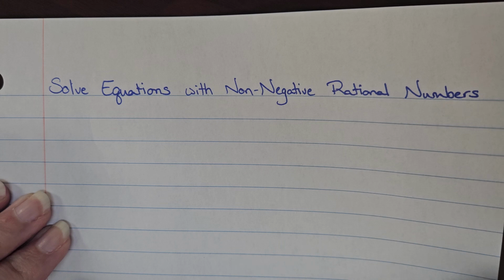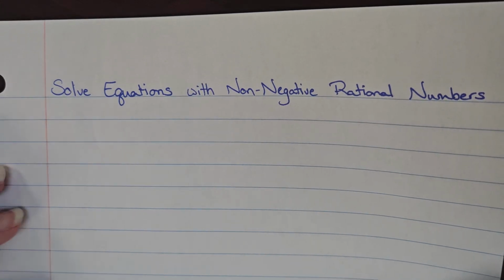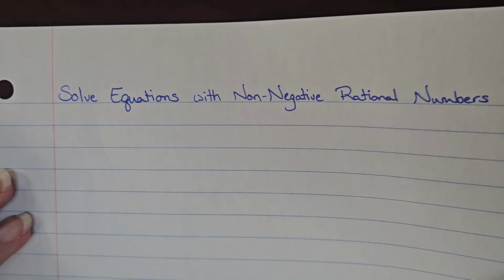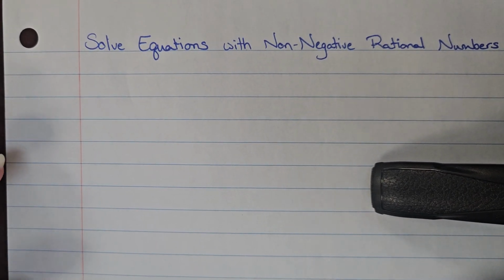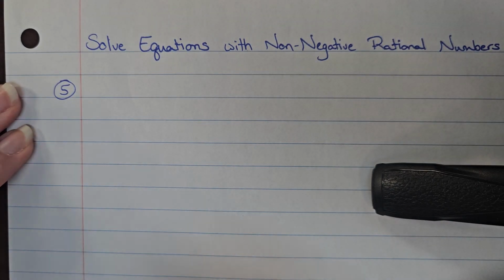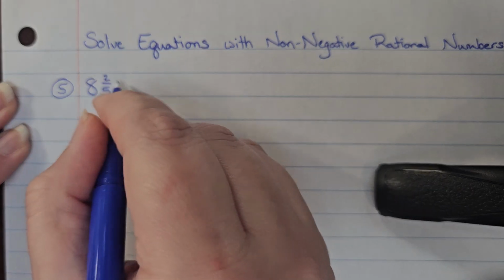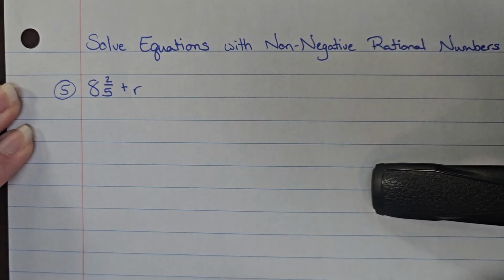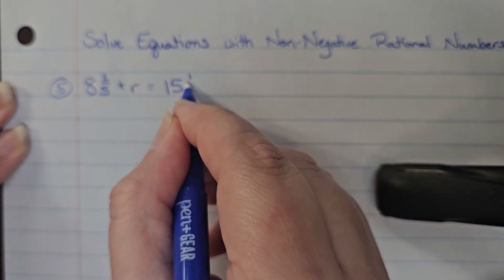Anyway, what I thought I would do for this is work problems 5 through 8, and you can do 1 through 4 on your own, because 5 through 8 have more mixed numbers, and those tend to be where students get hung up because they're not quite sure what to do. So for problem number 5, we have 8 2/5 plus r equals 15 1/2.